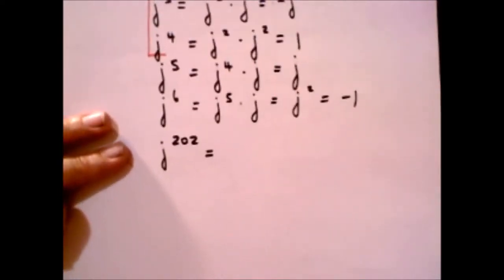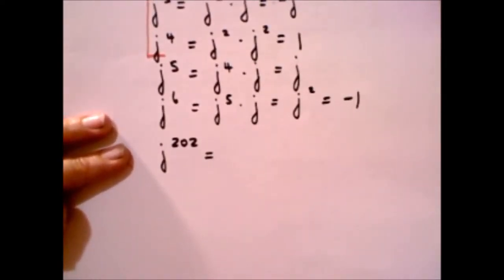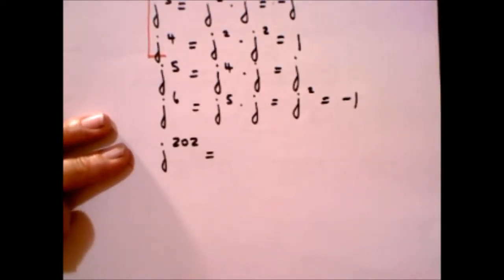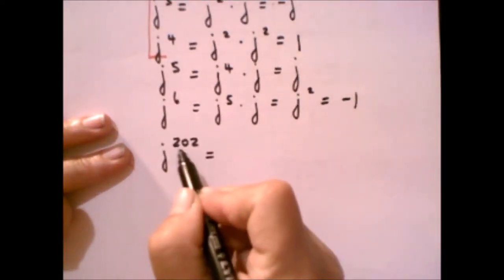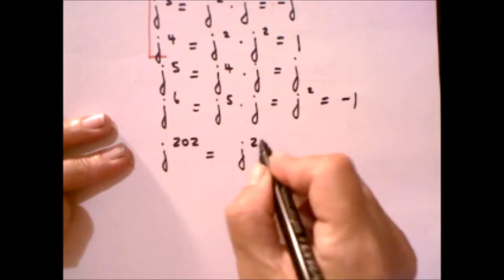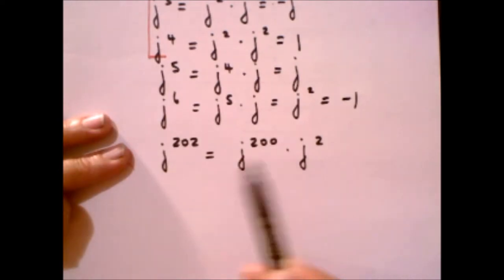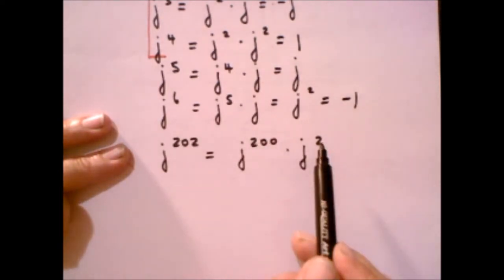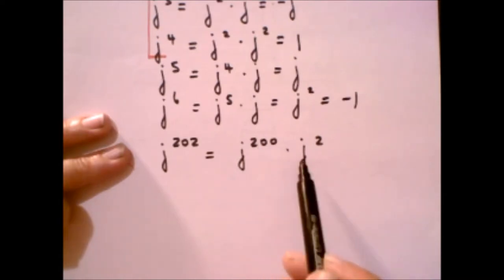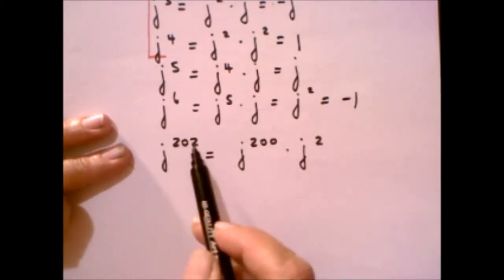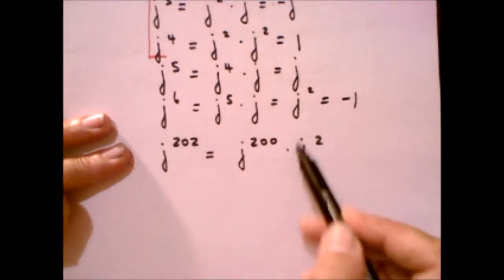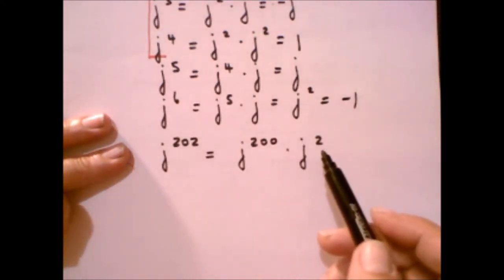Let's see if we can split this up. Now, there are many different ways to do this. There is no one set way, but your answer is always going to come down to the same thing. So, if I've got 202, I'm going to split this up as being 200 plus 2, so j to the power 200 times j squared. Here we're using the exponential laws. Because you've got the same base, you must add your powers, and that is why j to the power 200 times j squared is the same thing as j to the power 202. Now, j squared we know is minus 1.